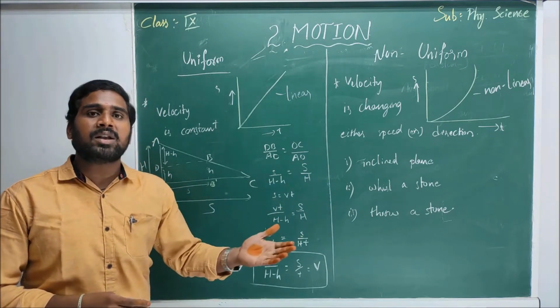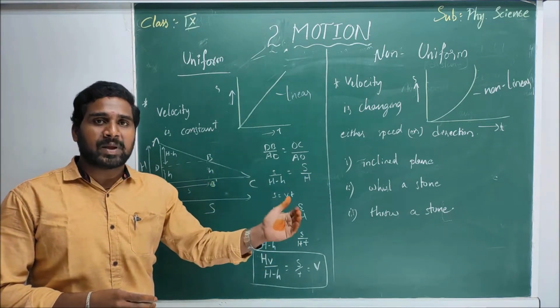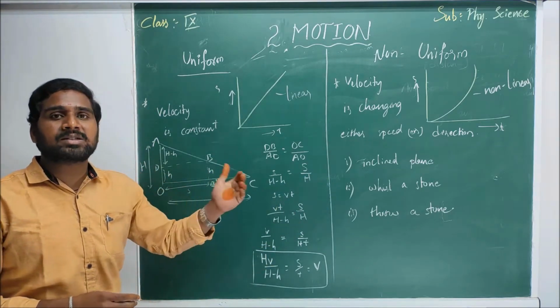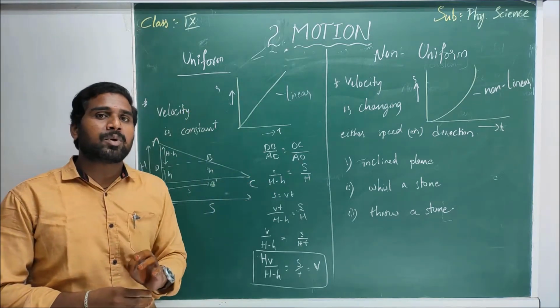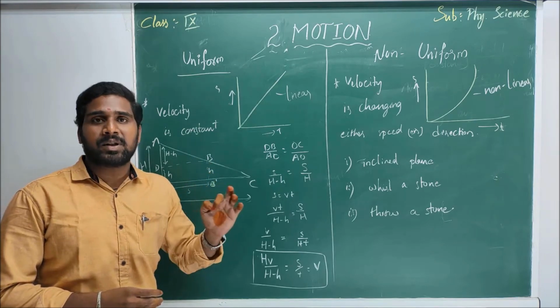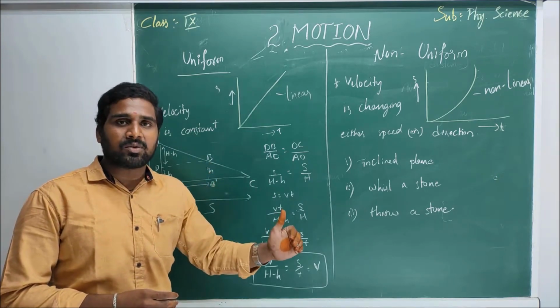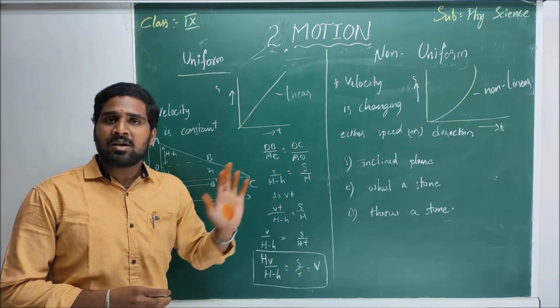And one of the other points is what? Instantaneous speed is equal to the average speed of the object in uniform motion. It is the most important point. What is that? The instantaneous speed of the object is equal to the average speed of the object.